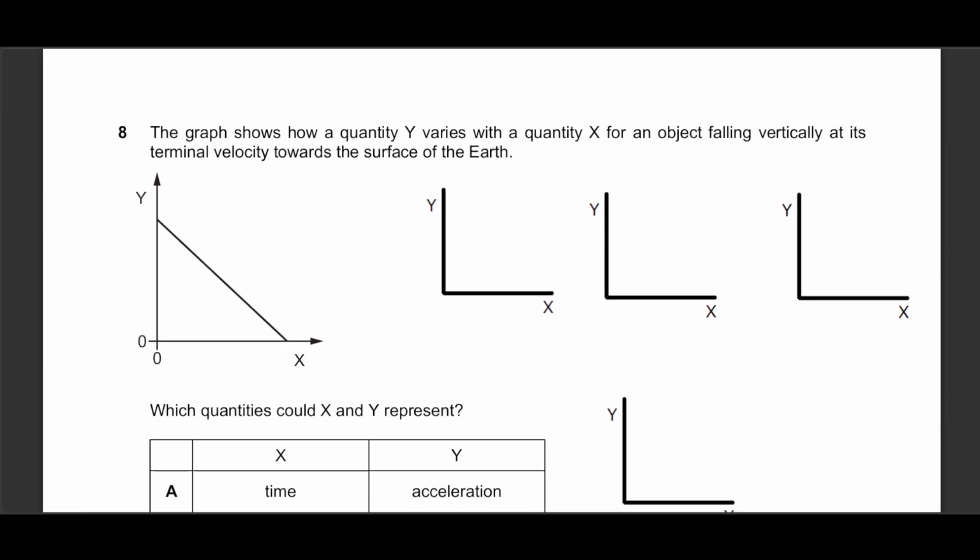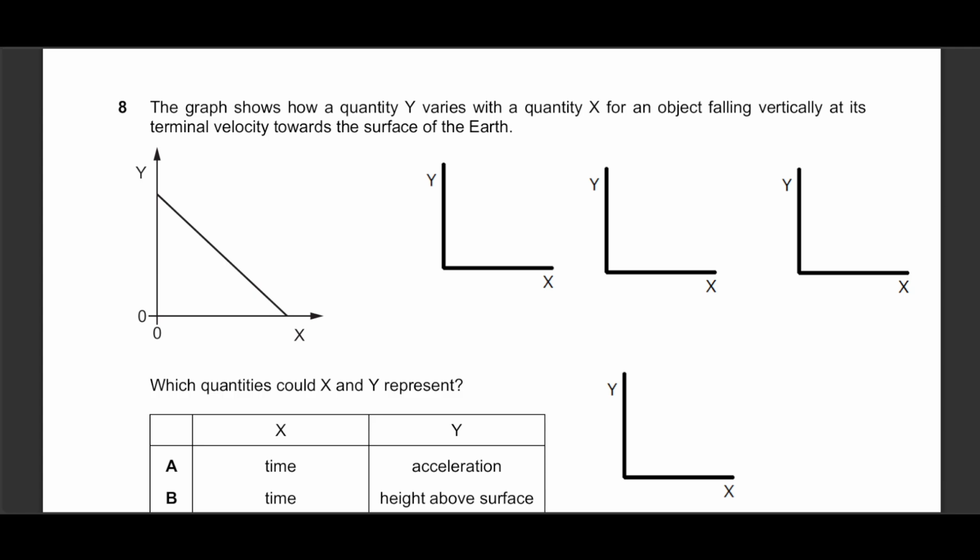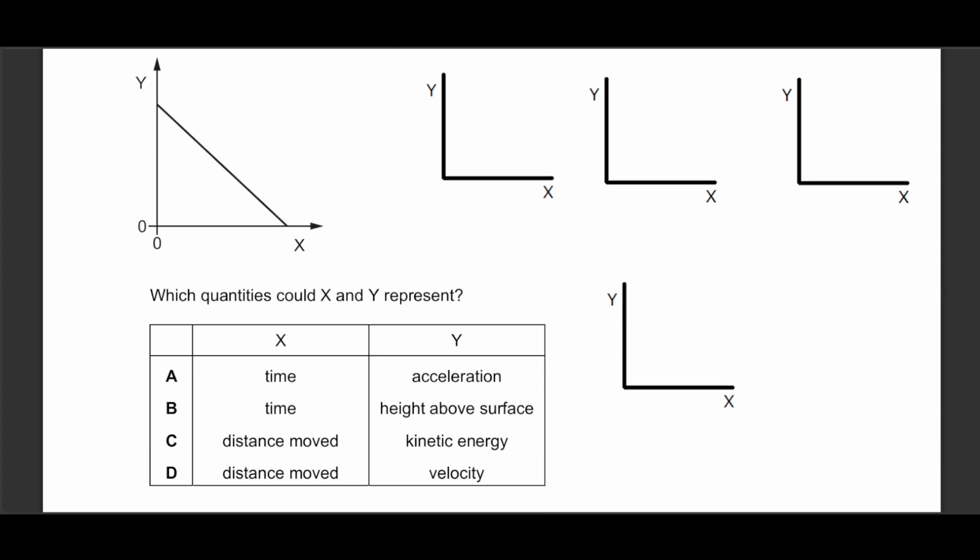Question number 8, I've added some graphs for the explanation and for testing the options he has given us. He says there's going to be a quantity on the y-axis and another on the x-axis. Which quantities could x and y represent? You can try all of them, and if you have had a lot of practice, you would realize that some of the options will be cancelled out immediately.